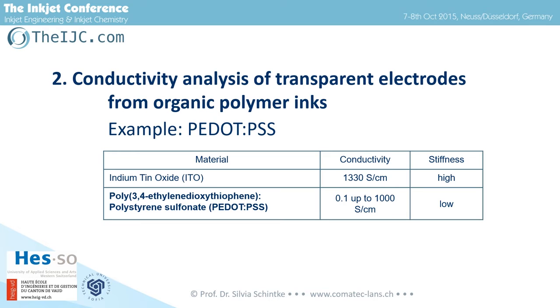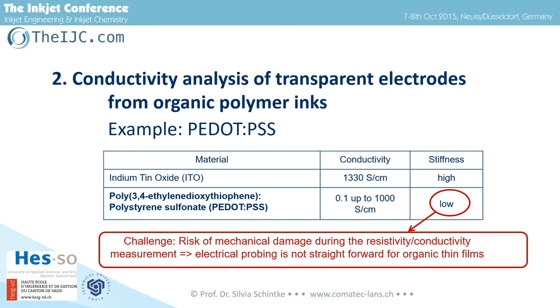So conductivities of indium tin oxide are our goal value, and they are about 1,330 Siemens per centimeter. They have a high stiffness, so conductivity measurement is easy. But for PEDOT:PSS, one finds in literature very different values. They can go higher with doping, but the stiffness is low, so electrical probing is really not straightforward.